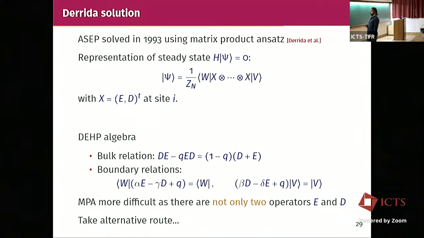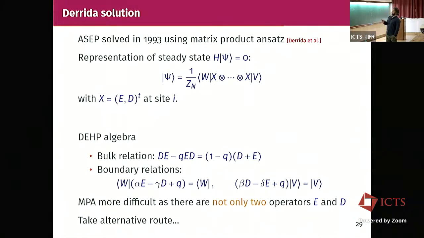Good. Okay, so now we have the open RCEP and the open SEP, we have these open non-compact Q-deformed models and this rational case. Then we started to study this, and the first thing that we looked at is the steady state. Usually in the ASEP, this was solved maybe in 1993, and I should have put Günter Schütz here as well, using the matrix product ansatz.